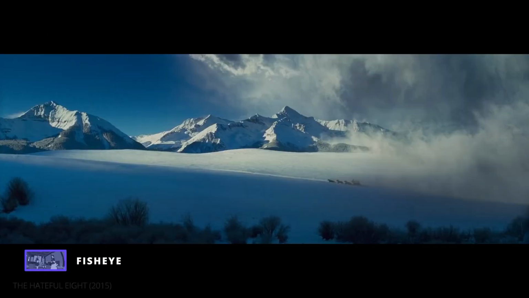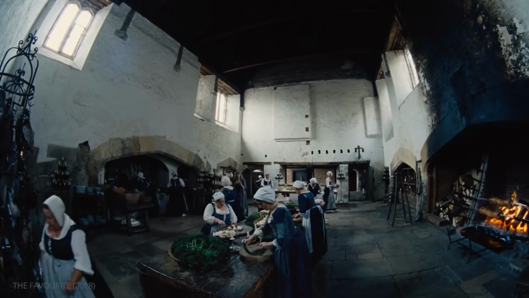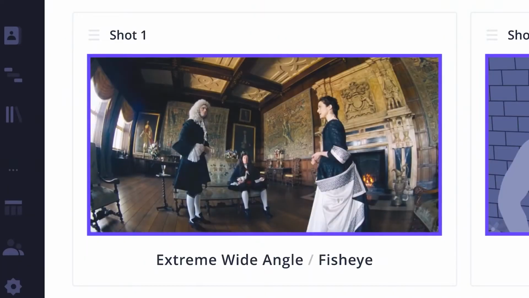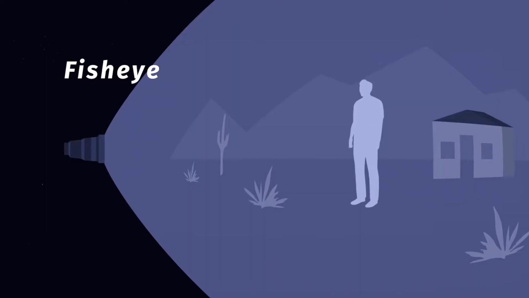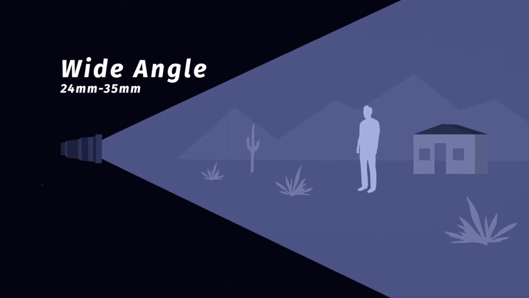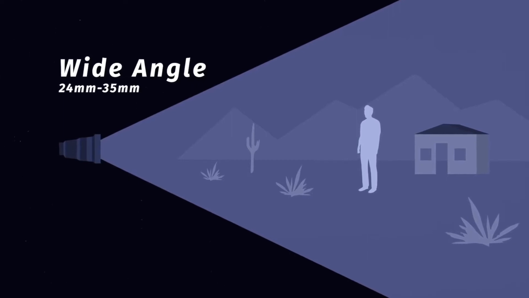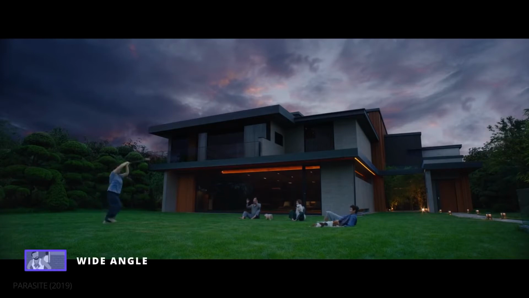But what if a filmmaker wants a wide angle of view without the noticeable distortion? They reach for our next lens, the wide-angle lens. Wide-angle lenses have a focal length between 24mm and 35mm. This is great for capturing wide shots like this shot from Parasite.